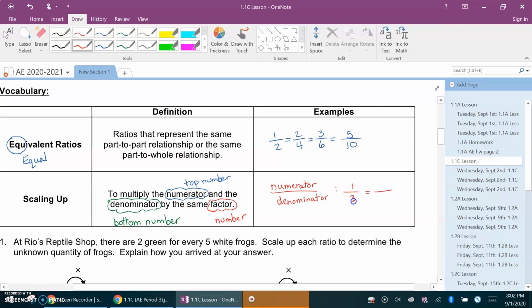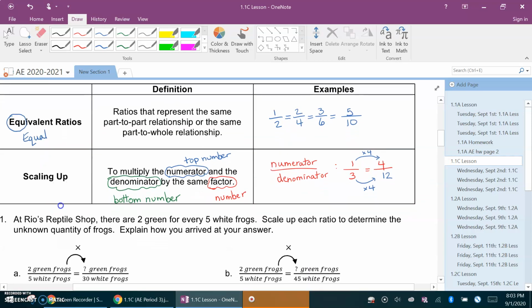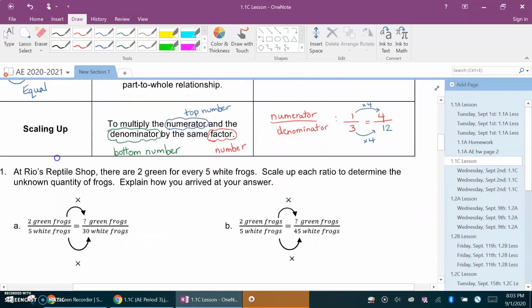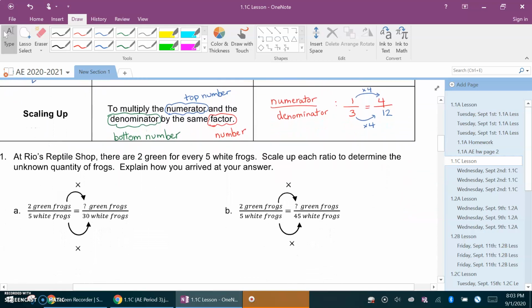So let's say I give you 1/3 and then I tell you it's a 4 on the top and you need to figure out what number goes on the bottom. So we scale up by multiplying by 4, and then 3 times 4 gives us 12. If you feel pretty comfortable with your multiplication skills, you can totally just do the multiplying. If you do need to use a calculator or a multiplication chart, though, I definitely encourage you to do that.